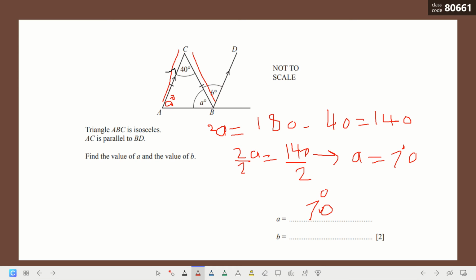Now to find B, we can see that the angle C and the angle B are alternate interior angles. Why? Because AC and BD are parallel. In alternate interior angles, the measurements are the same. So B is equal to 40 degrees. So B is equal to 40 what? 40 degrees.